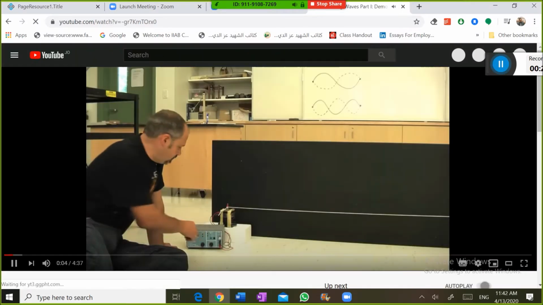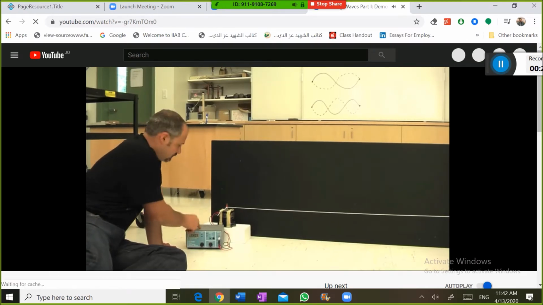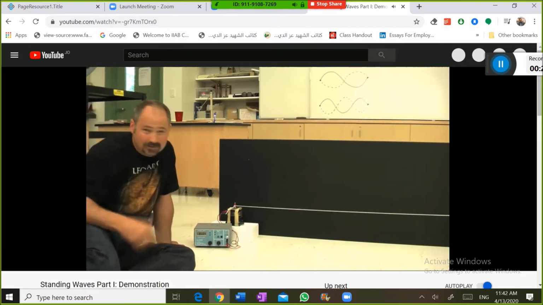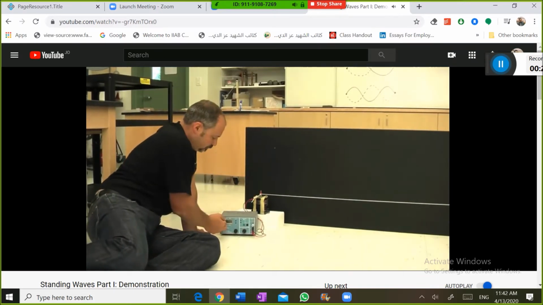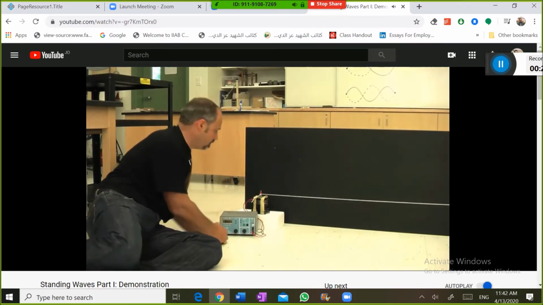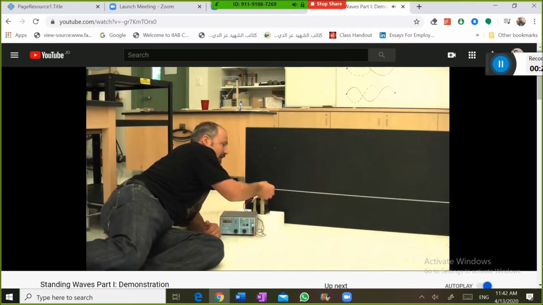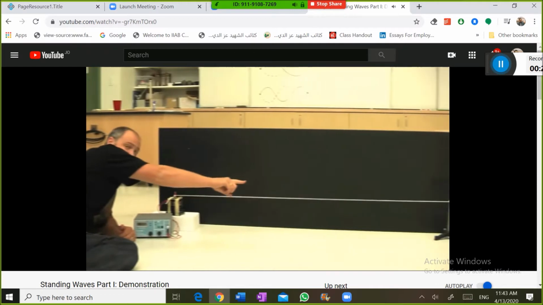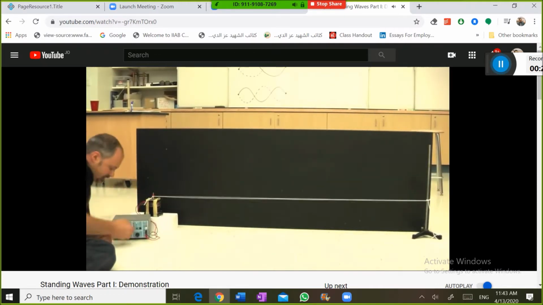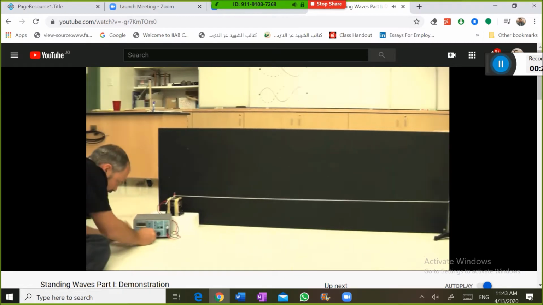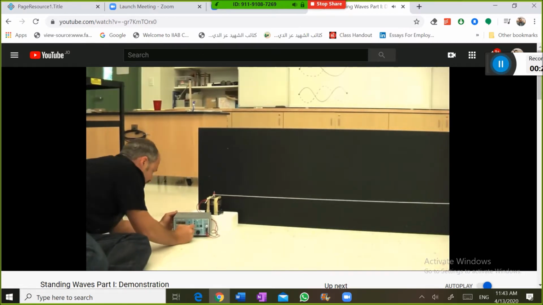What we have here is a frequency generator. It's connected to what's called a wave driver. It's just a speaker. It's going to pump up and down at whatever frequency I set this to. When it pumps up and down, it sends a wave down to this end, the wave reflects, and comes back. Now, if I set it to just any old frequency, let me just turn this on.